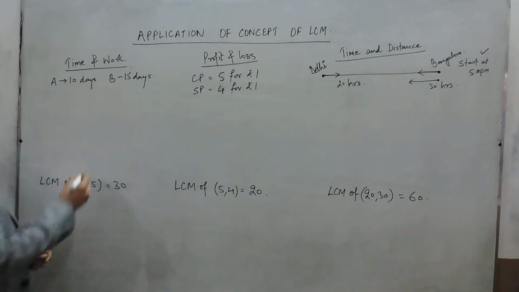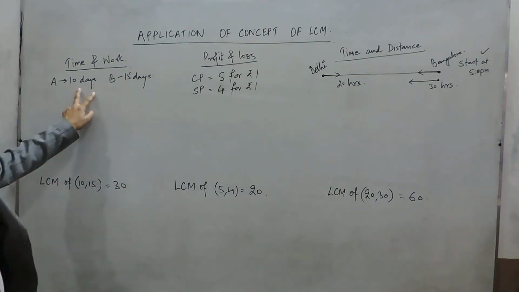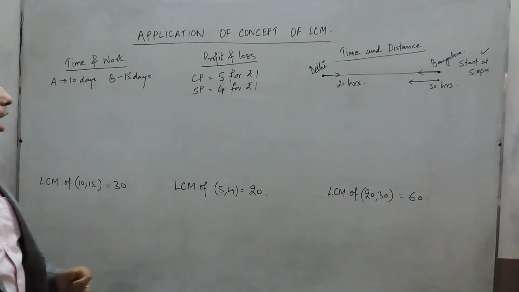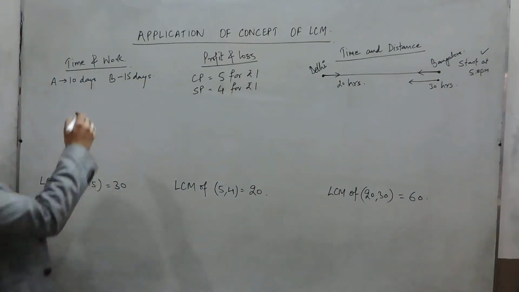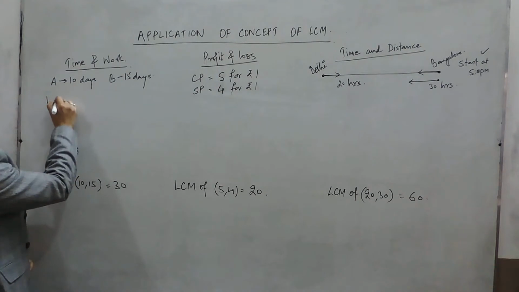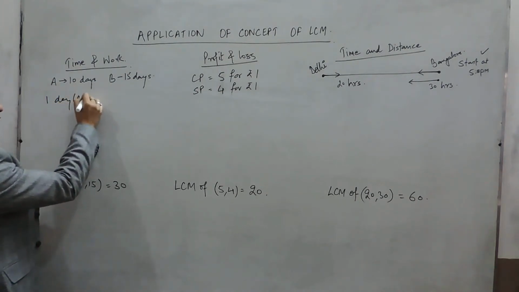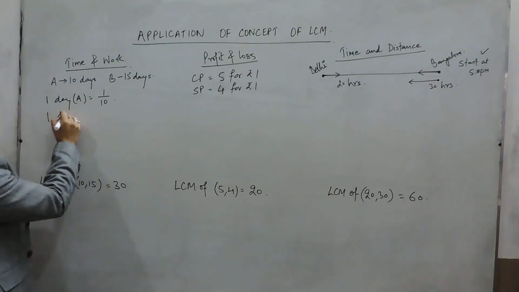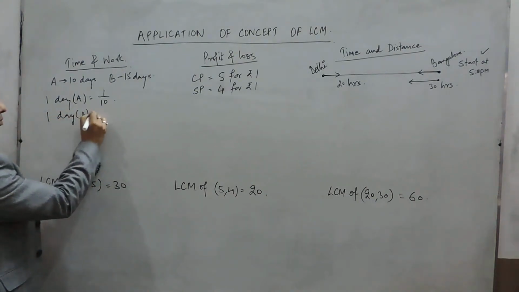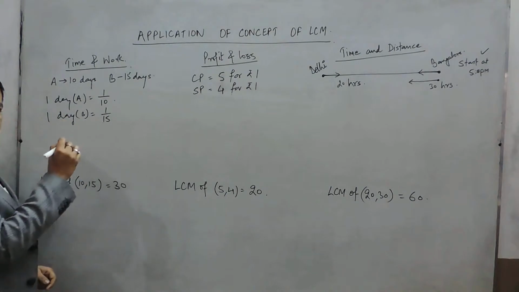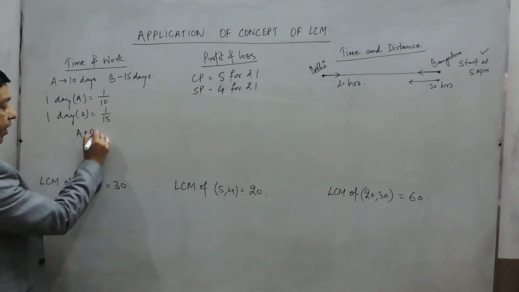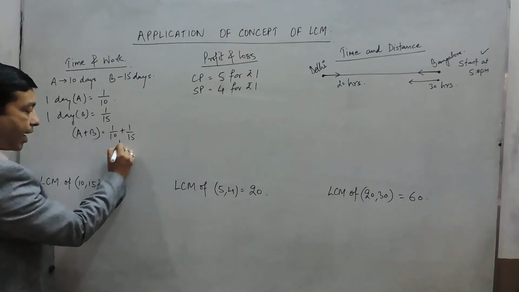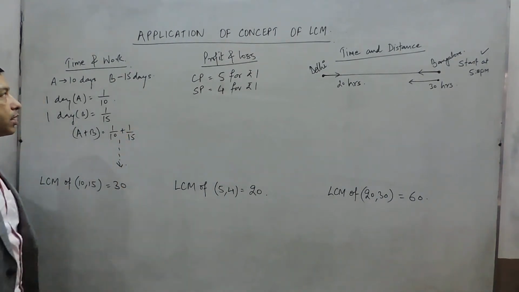If there is a question of time and work that A can complete a work in 10 days and B can complete a work in 15 days, in how many days will they complete the work working together? First of all we have to find out the one day work of A. This comes out to be 1 upon 10. Then we find the one day work of B, which comes out to be 1 upon 15. Then we add the one day work of A and B, that is 1 upon 10 plus 1 upon 15, and then we solve this kind of question.